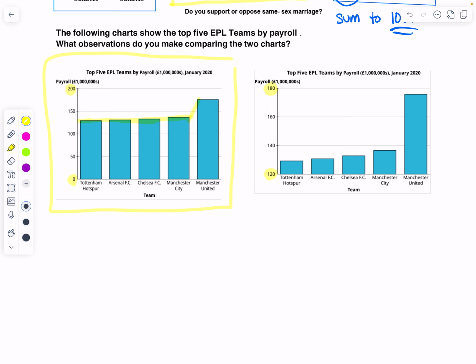And then we see that there's a small jump up to Manchester United, and they're at about like 175 million pounds. On this other side, we're starting at 120 and going to 180, so Tottenham Hotspurs, Arsenal, Chelsea, Manchester City are all about equal, but then there's a huge jump up to Manchester United. So if we depict the data using the second one, it makes it look like Manchester United's payroll is way, way more than Manchester City or the rest of them. So again, this is ways we can mislead with statistics.